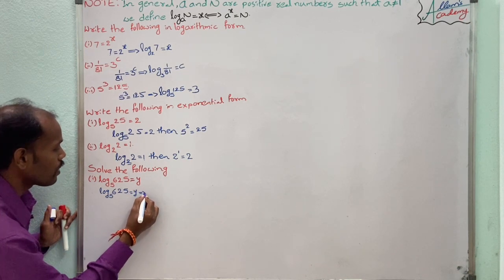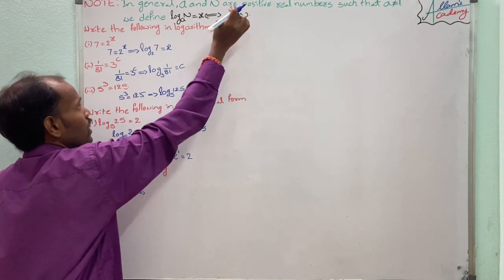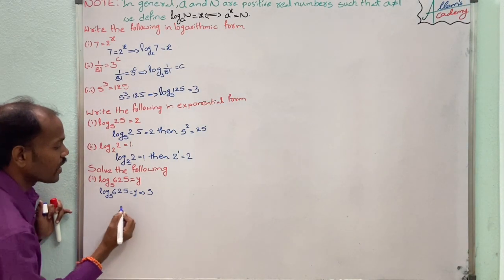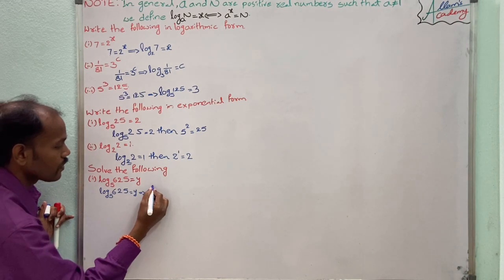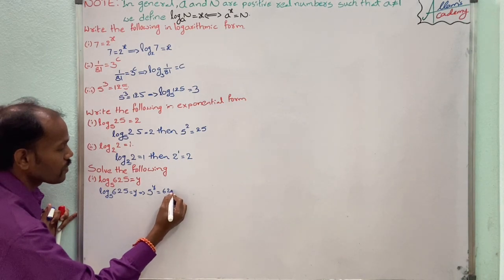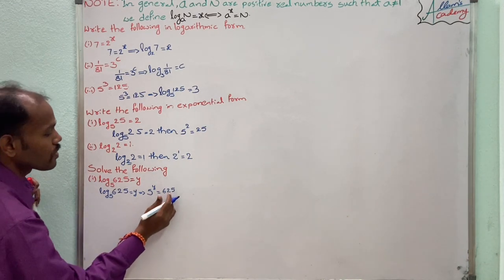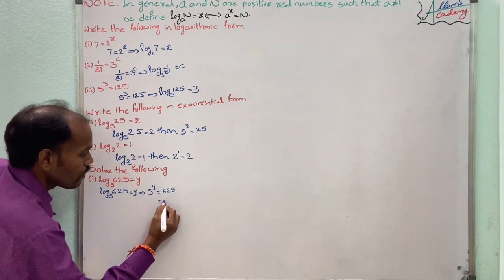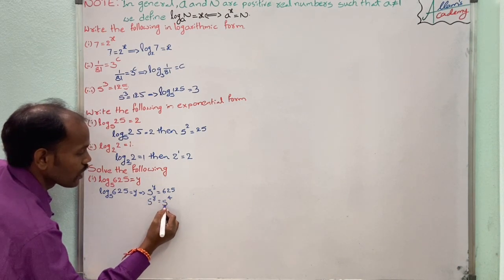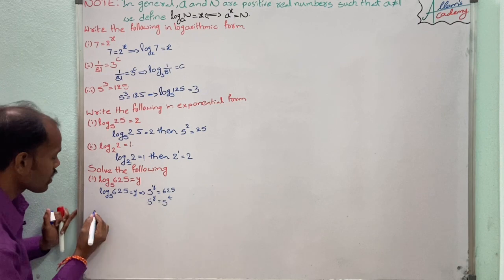Now it is in the form of log n base a equal to x. That is equal to a power x equal to n. So now here, what is the base? 5. And the x place is y, and n place is 625. Now 5 power y equal to 625. 625 can be expressed as 5 power 4. So 5 power y equal to 5 power 4. Now here bases are equal, so the exponents are also equal.